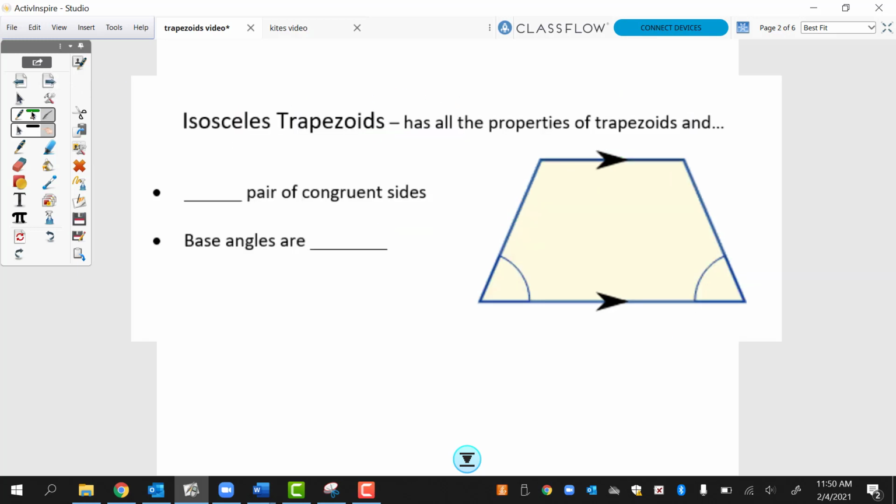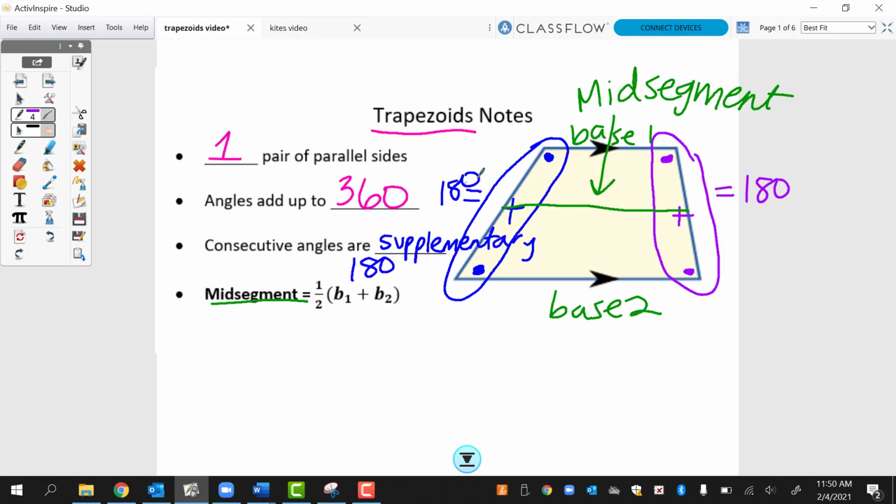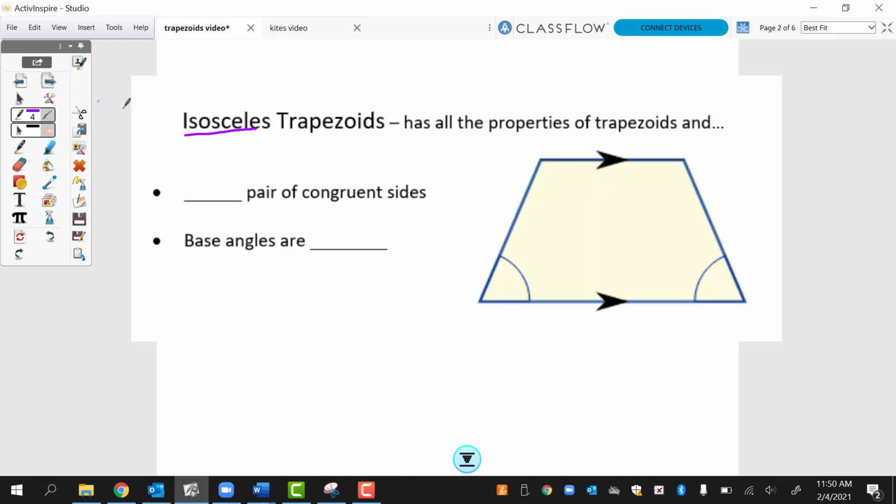If we have a special trapezoid, an isosceles trapezoid, what does isosceles mean? Well, it's going to have all the properties that we just talked about because it is a trapezoid. So these 2 add up to 180. These 2 add up to 180. Base 1 plus base 2 times 1/2 is the middle. Okay. Plus, it has extra ones.